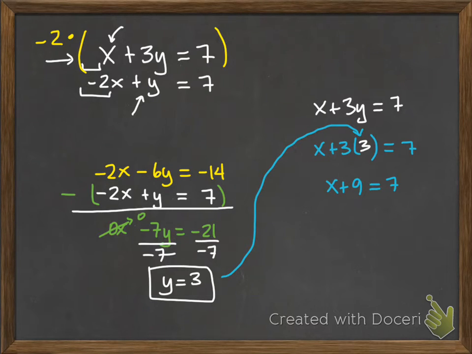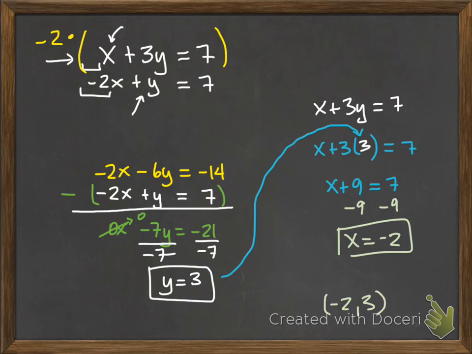So now we just solve the normal way. We're going to subtract 9 on both sides, and we get x equals negative 2. So our answer then is x equals negative 2, y equals 3. That point, negative 2, 3, is where these two lines would cross. X goes there. This is your y coordinate, and that's your solution.